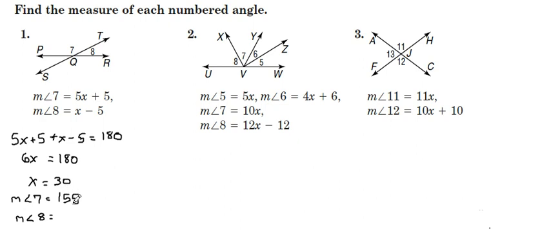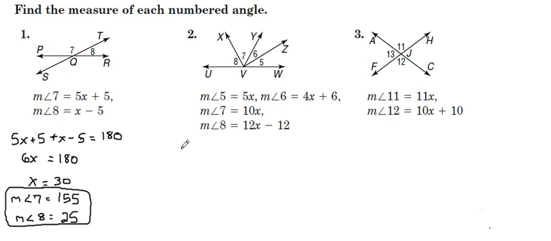Now that we know one of two supplementary angles, you have a couple options. We could take this 30 and go back into x minus 5, or you can take 180 minus 155, and either way you're left with 25. And those are the two answers we're after. Remember, you can always check yourself by summing these two angles to make sure they add up to 180.